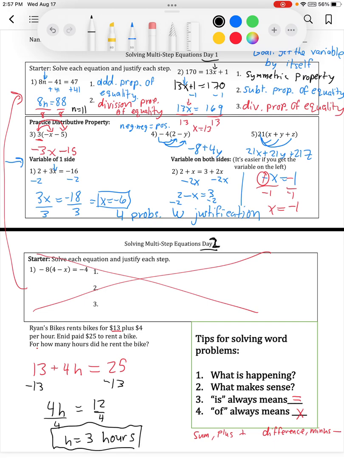Could I have picked a different variable? Absolutely. Make sure that you always have your unit written as well. I will mark it wrong if you don't have a unit.